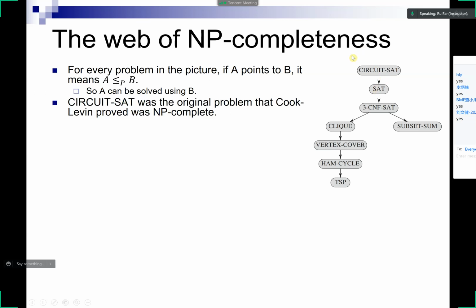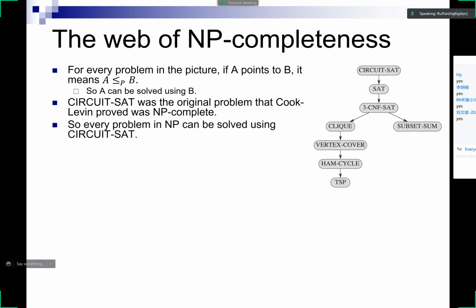So in fact, I said that SAT was a problem that Cook and Levin proved to be NP complete. Well, this is not quite true. They proved a very similar problem called circuit SAT is actually NP complete. This was the very first problem that was proven to be NP complete, this circuit SAT problem, up top in this diagram. Now in this diagram, whenever you have this arrow, it means that the first problem reduces to the second problem. In other words, if you have an algorithm to solve the second problem, then you can also solve the first problem.